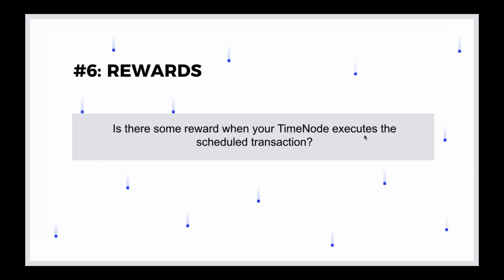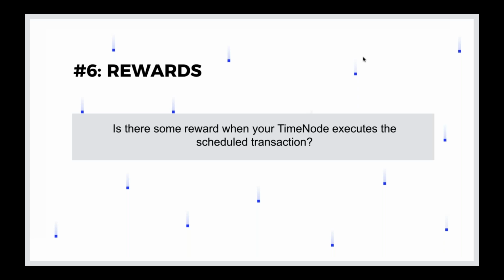Yeah, sure. So the question is, is there some reward when your TimeNode executes the scheduled transaction? The whole pillar of this system of the Ethereum Alarm Clock is actually the bounty system, which is a reward system. It means that your TimeNode gets rewards when you execute the transaction. And these rewards are set by the people who schedule transactions. So when the person actually wants to schedule a transaction, for example, using MyCrypto, they need to set a time bounty.